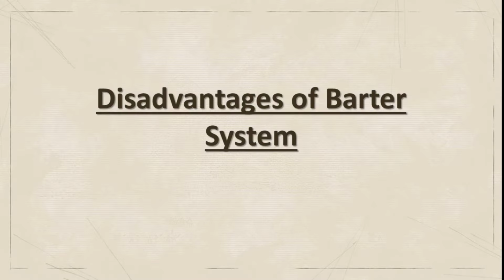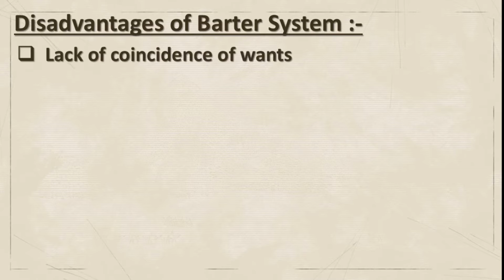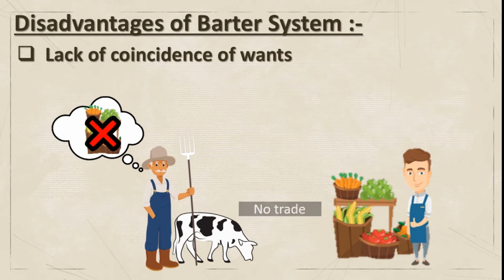Now let's talk about the disadvantages of barter system. The first point is lack of coincidence of wants. Coincidence of wants means when there are two people and both are ready to trade with each other as they have the products which each other want. This is called coincidence of wants. Let's take an example of a farmer and a vegetable seller. The vegetable seller wants to buy a cow from the farmer, but the farmer does not want to exchange his cow for vegetables. So no trade can happen between them as their wants do not match, and this is called lack of coincidence of wants.